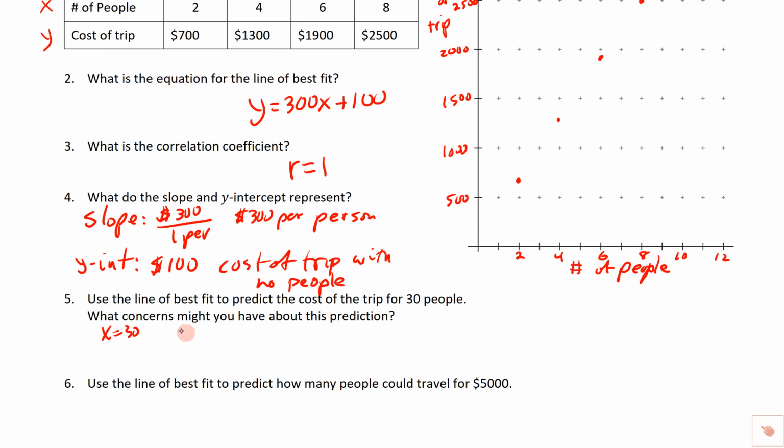So let's just go ahead and write down the equation. The equation would be Y equals 300 times 30, and then plus 100. We're going to do the multiplication right here. This ends up being 9,000 plus 100. So it ends up being $9,100. Okay, so $9,100 for that many people.